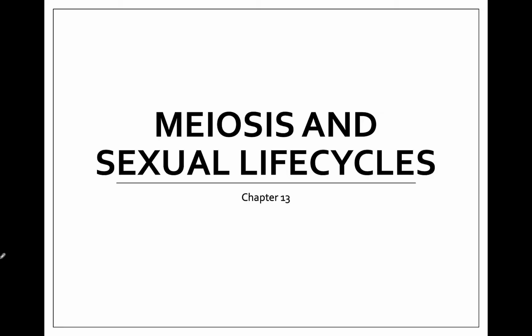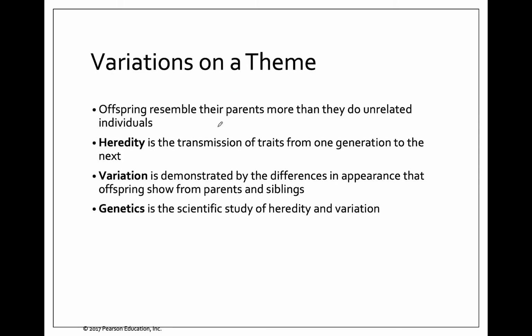So meiosis is another form of cell division, and it is specifically only going to make eggs or sperm. So eggs and sperm are gametes that are going to be used in sexual reproduction. So this is going to be how we transmit genes from one generation to the next. So this is the beginning of heredity.